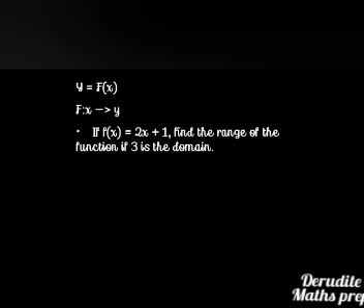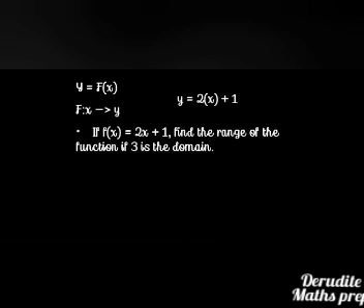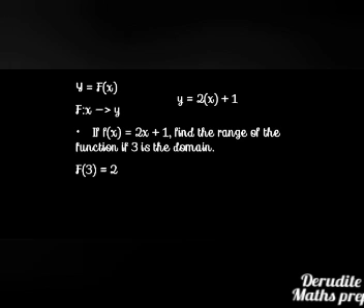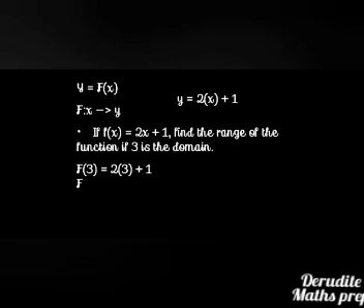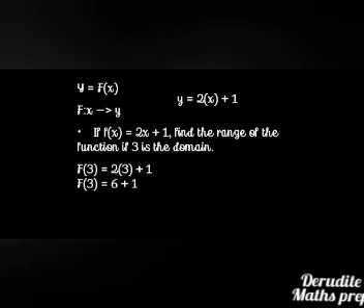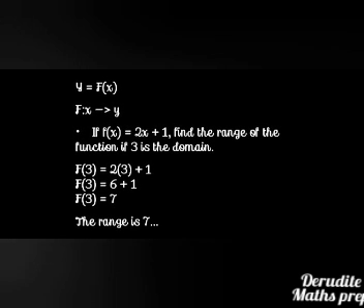Now y must be equal to 2x plus 1. Why must y be equal to 2x plus 1? Because that is the function. So the product of the function is equal to the range. Now f(3) is equal to 2 into bracket, substitute 3 into the equation, and you have 2 into bracket 3 plus 1, and f(3) is equal to 6 plus 1, and f(3) is equal to 7. That's how we've tackled this question.